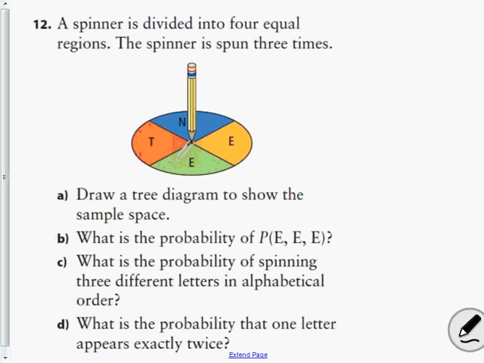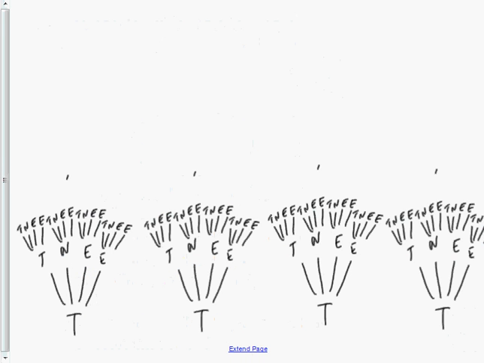The next one is a spinner divided into 4 equal regions. The spinner is spun 3 times. Draw a tree diagram to show the sample space. So for this one, because it's spun 3 times, I'd have T, N, E, E. Then I'd have T, N, E, E. I've got to make it bigger. I don't have enough space here. Let's do that again. I'll press pause and draw.